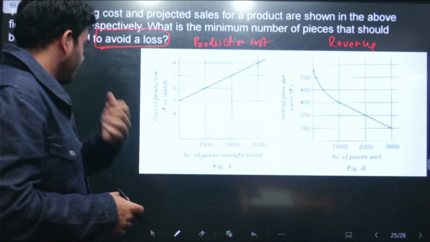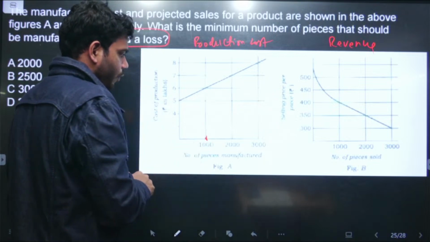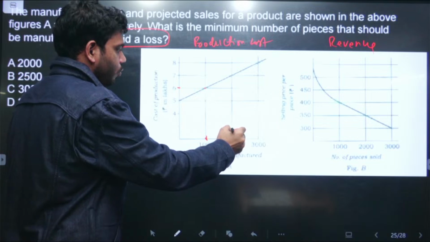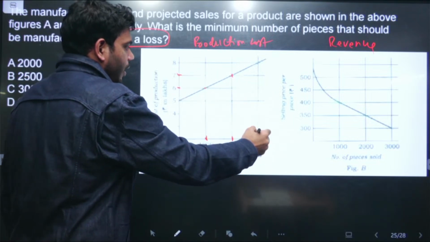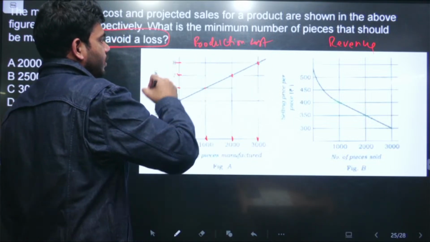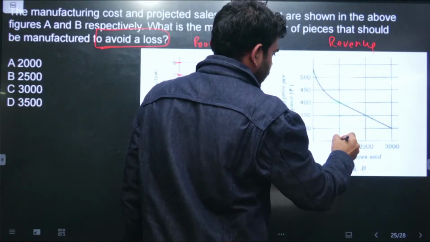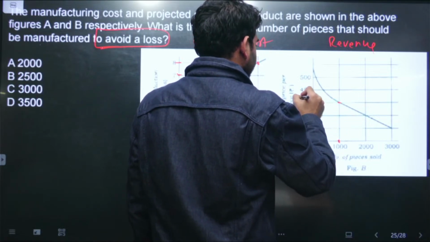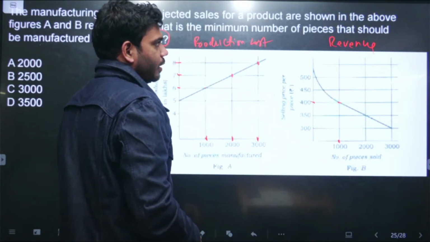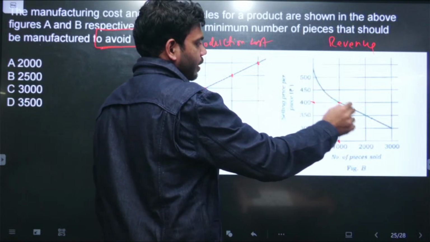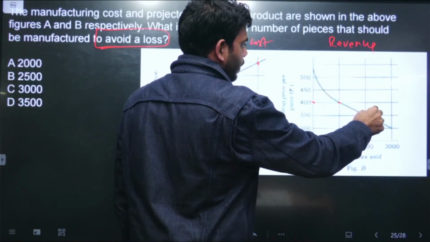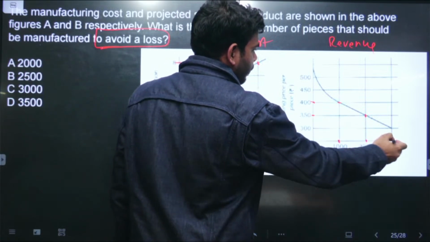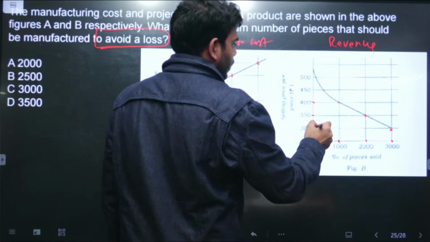one is saying if there are 1000 manufacturing units, then the total manufacturing cost is 6 lakh. If there are 2000, the total manufacturing cost is 7 lakh. 3000, total manufacturing cost is 8 lakhs. And here it is saying if there are 1000 products sold, so this is selling price. So selling price of each product is 400. So total revenue will be 1000 into 400. And similarly for 2000, the selling price of each product is 350, and for 3000 the selling price of each is 300.